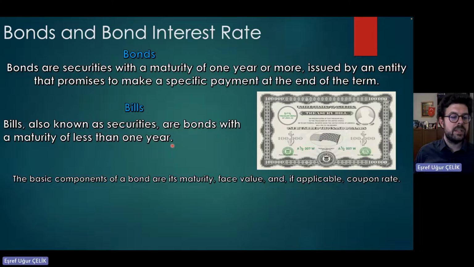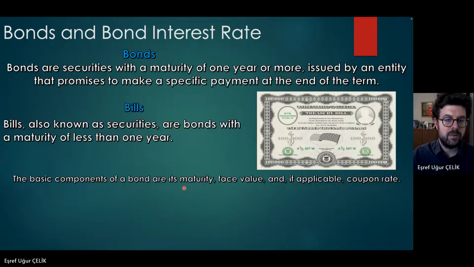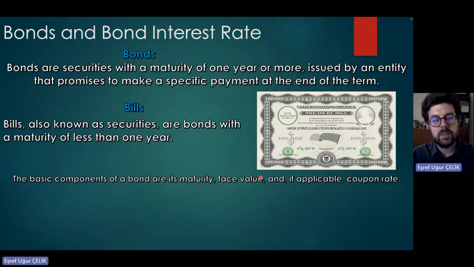For bonds and bills, there are some components. Maturity: for bonds, 1 year or more; for bills, less than 1 year, maybe 1 month, 3 months, or 6 months. Also, we focus on face value. Sometimes we can focus on the coupon rate, but we mostly focus on the face value.